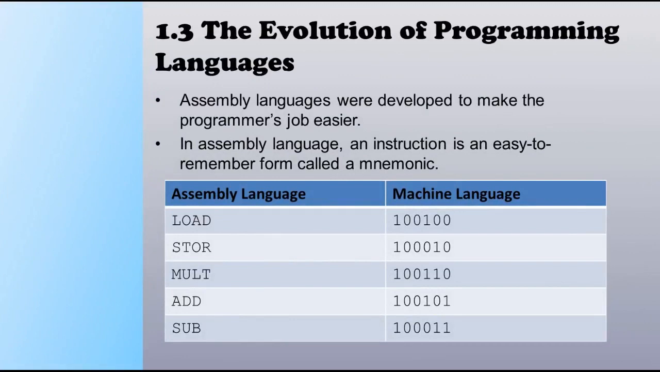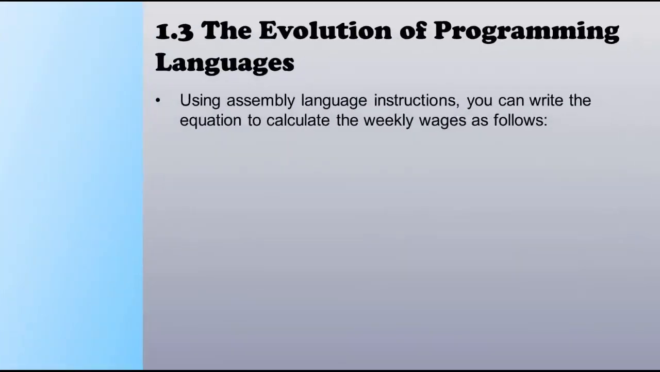In assembly language, an instruction is an easy to remember form called a mnemonic. Assembly language gives load for the machine language 100100, store for 100010, multiplication for 100110, addition for 100101, and subtraction for 100011. Using assembly language instructions, you can write the equation to calculate the weekly wages as follows. Load rate, multiply hours, store wages.